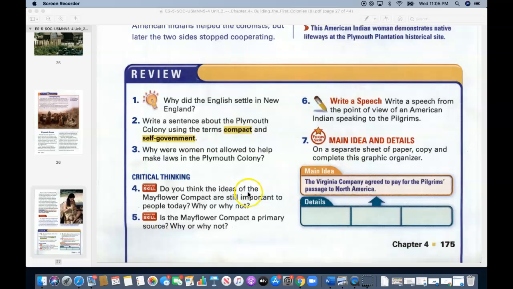Do you think the ideas of the Mayflower Compact are still important to people today? Why or why not? Is the Mayflower Compact a primary source? Primary or secondary? Why or why not? And if you're looking for creative ideas, check out number 6.